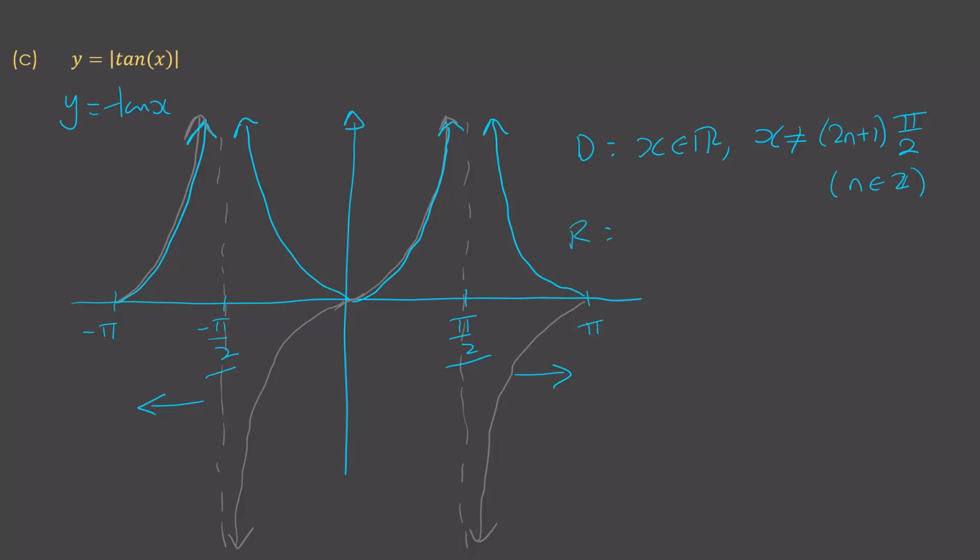What about the range? Well, we can see that it comes down to the axis and then will go up forever. So we get y is a real, y is greater than or equal to 0.